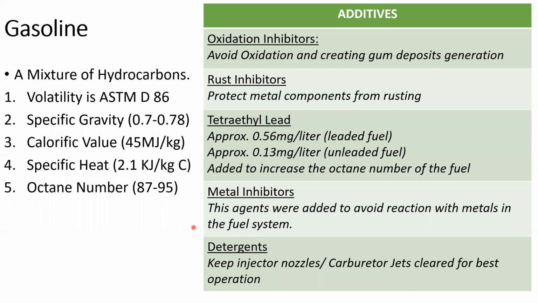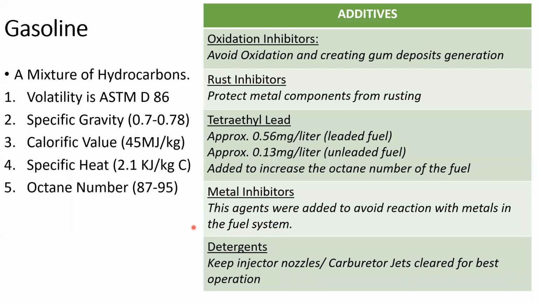The fuel coming out of the refinement process is not the exact fuel that you use in the vehicle. It has to be treated again in order to be used in the vehicle. So there are a few additives included in these fuels. First is oxidation inhibitors, to avoid oxidation and gum deposit generation. As I told you earlier, gum is a gel-like substance generated in the fuel, and this happens because of the oxidation process.